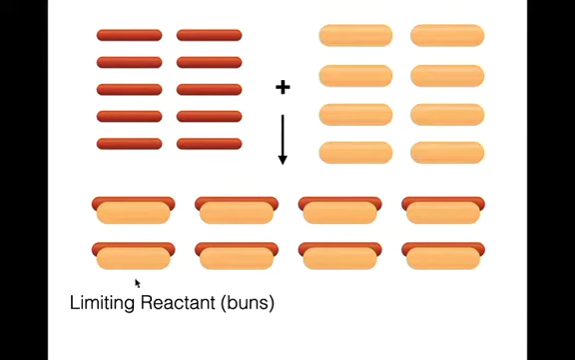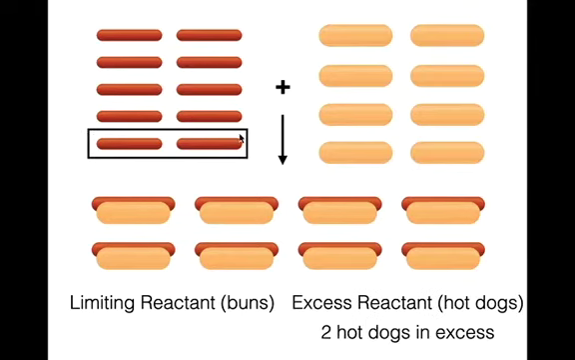So it is the limiting reactant. Whichever reactant is consumed completely is your limiting reactant. For the hot dog wieners, we have 2 left over. We only used 8. So the excess reactant are the hot dog wieners. 2 are in excess. So just like a chemical reaction, you're going to have a couple of reactants. Sometimes you have more, but let's just go with 2.